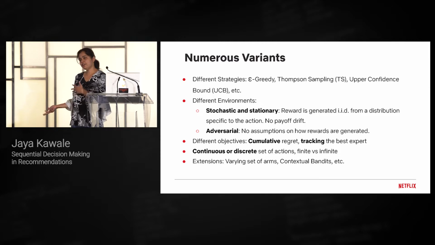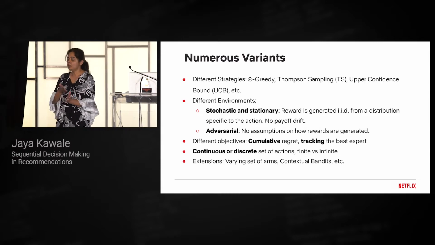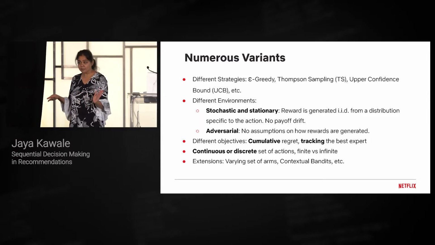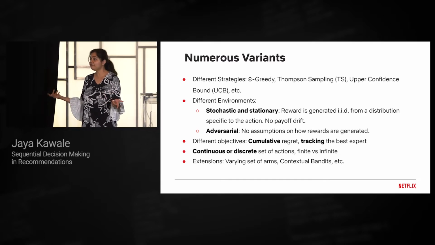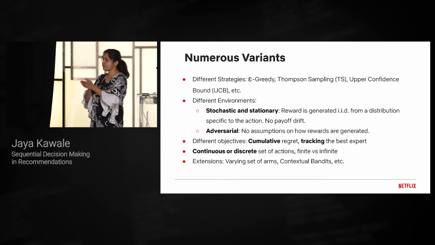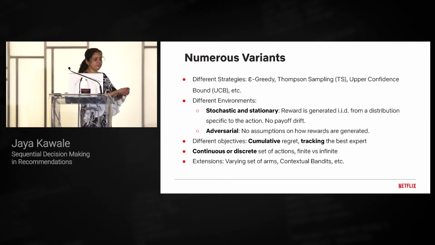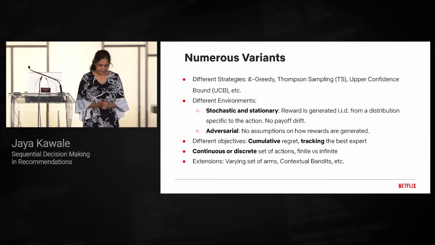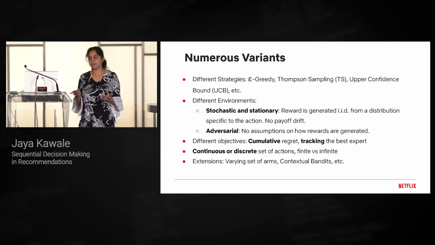Similarly, the set of actions could be different. The set of actions could be discrete. For example, in the case of title recommendations, the different titles could be the set of arms, or they could even be continuous. They could be finite, they could be infinite. And there are several other extensions that have been studied in the literature. Some of the very intriguing ones are contextual multi-arm bandits and bandits with a varying set of arms.